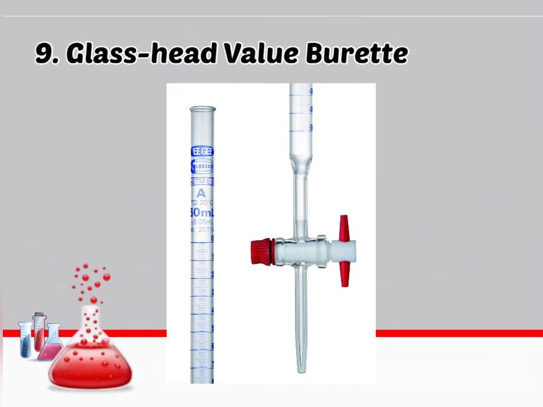Next, we have a glass head valve burette. A burette is used to distribute exact and small amounts of liquid. Burettes have a stopcock or valve at the end that permits liquids to be released into other elements at slow rates. Burettes distribute accurate amounts as needed. Calculating the amount of liquid is done by reading graduated marks on the burette before and after dispensing the liquid.